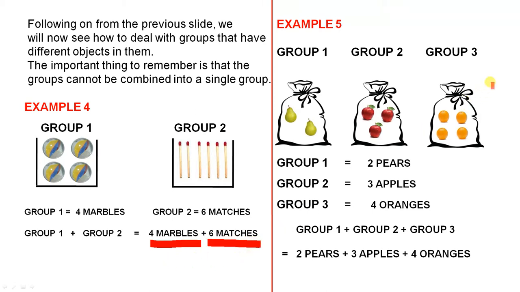Example 5, Group 1, Group 2 and Group 3, where Group 1 has 2 pears, Group 2 has 3 apples, and Group 3 has 4 oranges. Group 1 plus Group 2 plus Group 3, we have 2 pears plus 3 apples plus 4 oranges, and that's the answer.